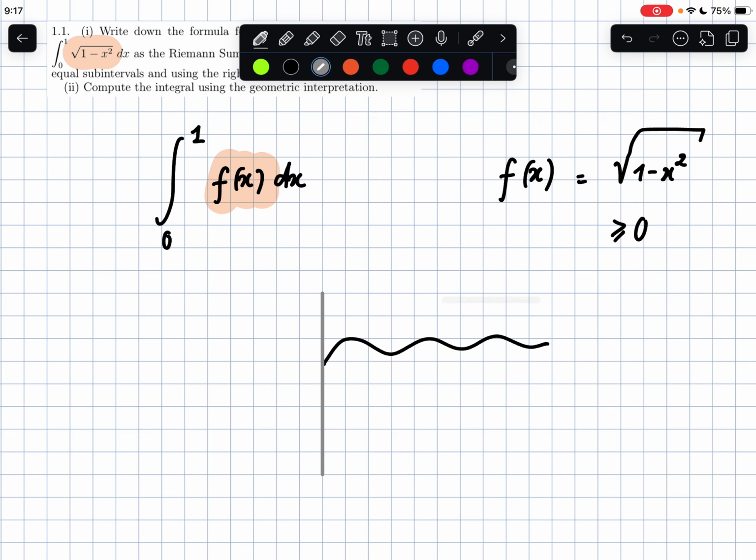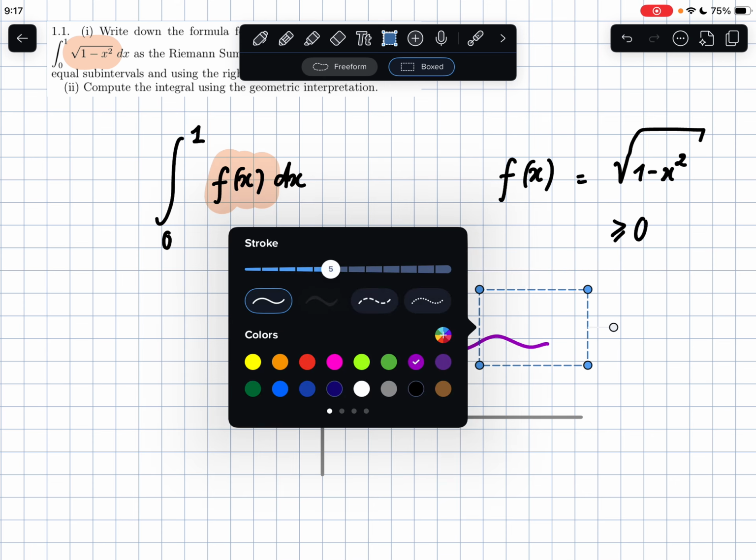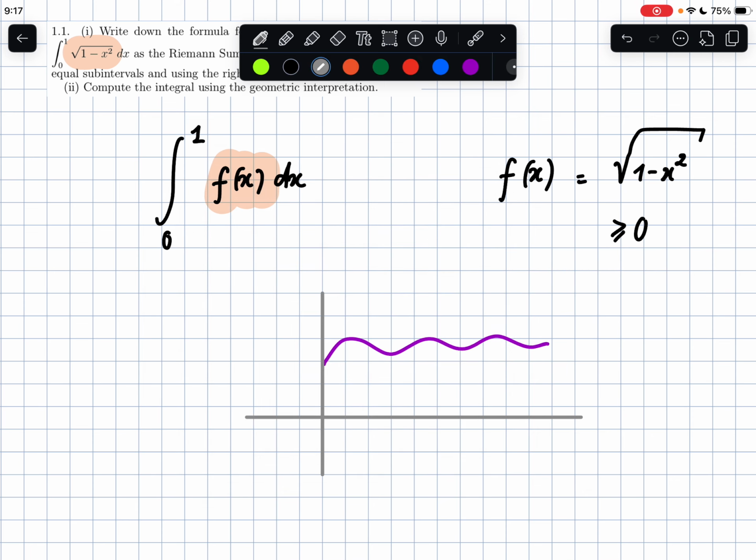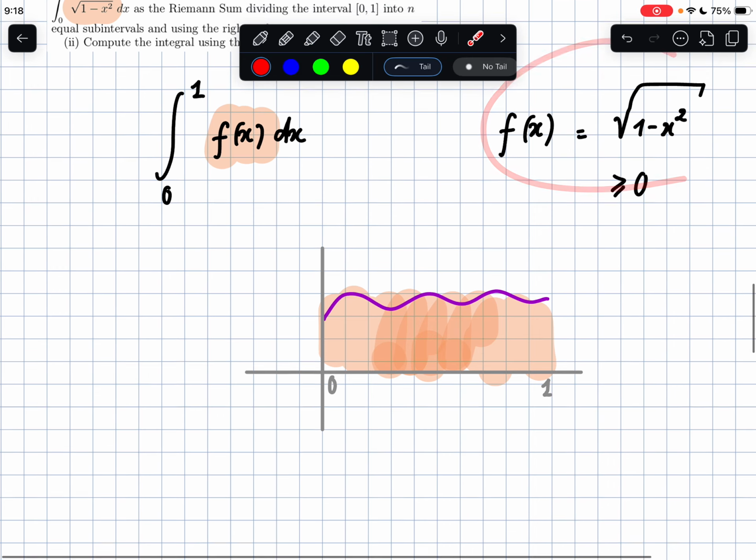the curve f of x is the black one, for example, in general, between 0 and 1. The integral of f of x dx is the area under this curve. So that is the interpretation of the definite integral. But in our case, the curve is much nicer than that.